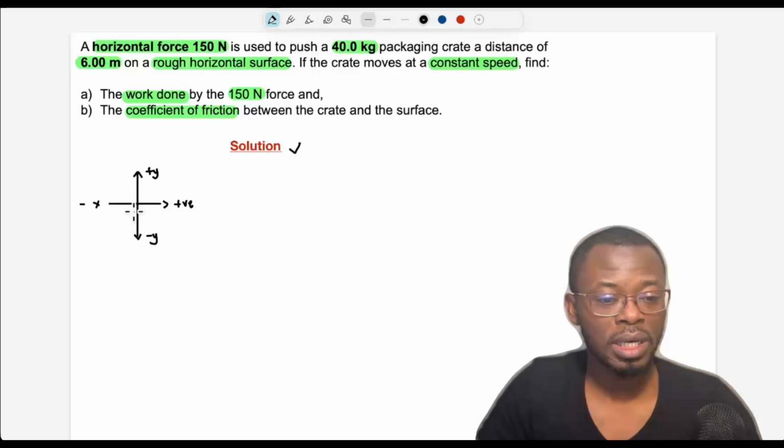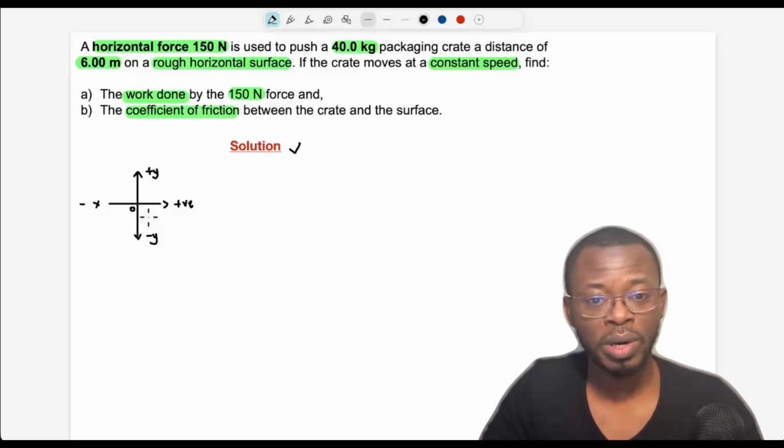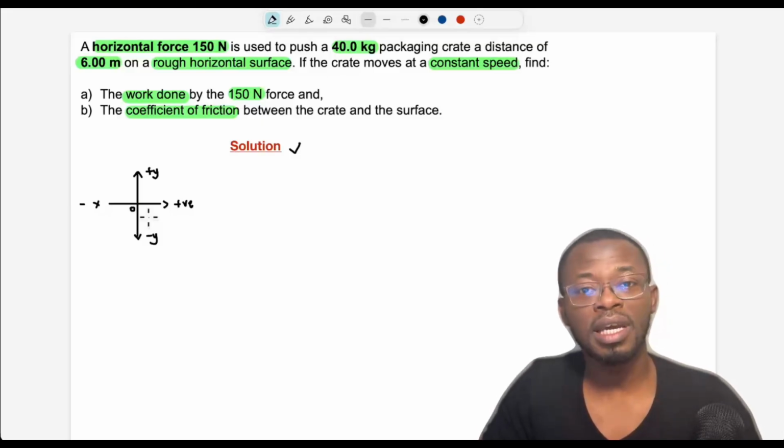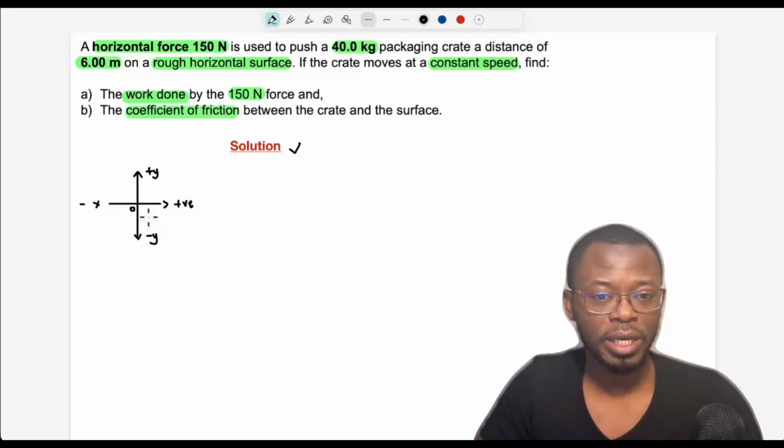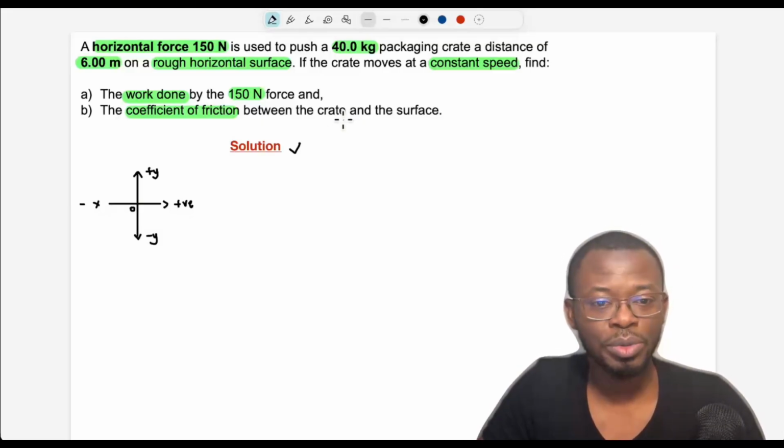With this, we can place our origin here. So we are going to place this packaging crate at the origin, and any forces that point to the right are going to be positive and any forces to the left are going to be negative. In the same sense, forces upwards are positive, downwards are negative. Okay, now the next important step to take is to draw a free body diagram.